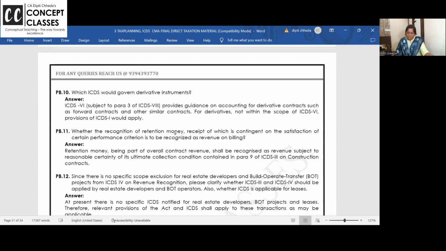Which ICDS would govern the derivative market, forward, exchange and all? So ICDS 6, that is AS 11. Did I talk about the derivative market in ICDS 6? If someone doesn't know the names, write here: forward, futures, options. Did I talk about AS 11, third part? One was foreign operations, one was foreign transaction. So ICDS 6 is providing guidelines on accounting for derivative market such as forward contracts. For derivatives not within the scope of ICDS 6, ICDS 1 will be applicable. Okay?